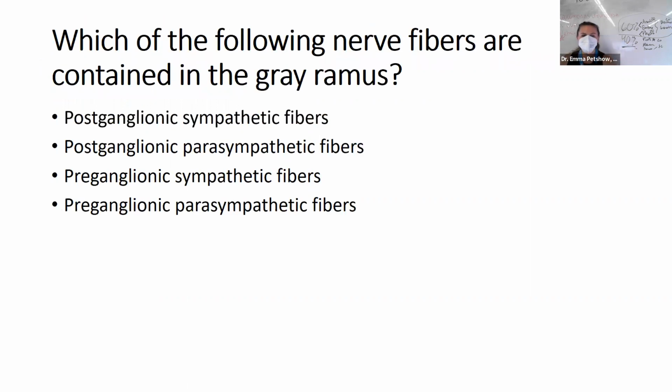So then, which of the following nerve fibers are contained in the gray ramus? Oof, now we actually have to care. Is it going to be post or pre-ganglionic? So that's our first question. And is it going to be sympathetic or parasympathetic fibers? So that's our second question that we have to answer. So post-ganglionic or pre-ganglionic? And then is it going to be sympathetic or parasympathetic?